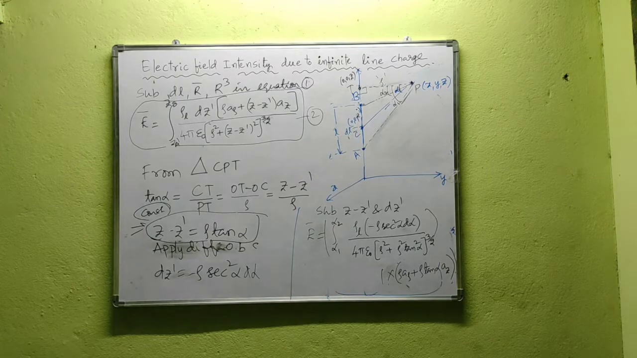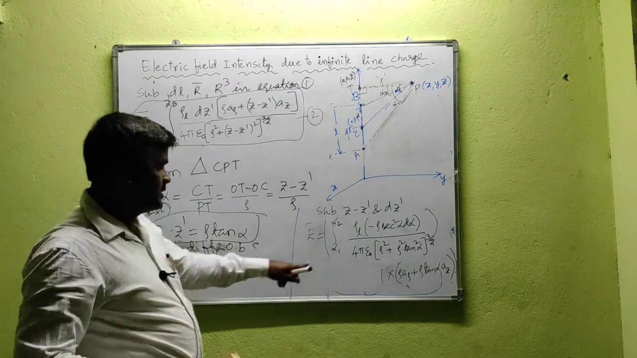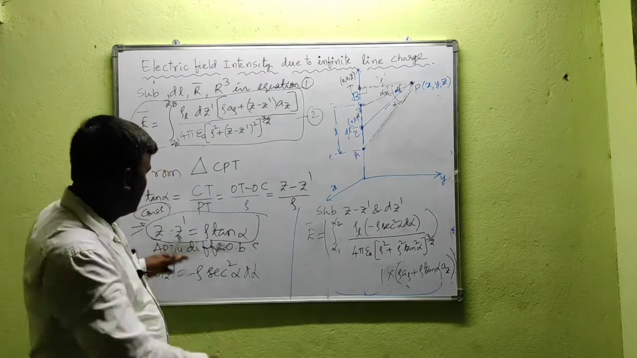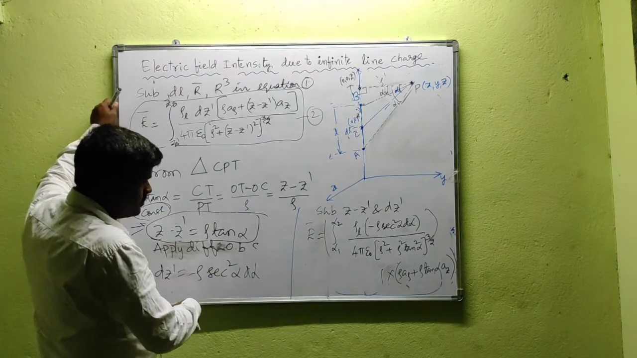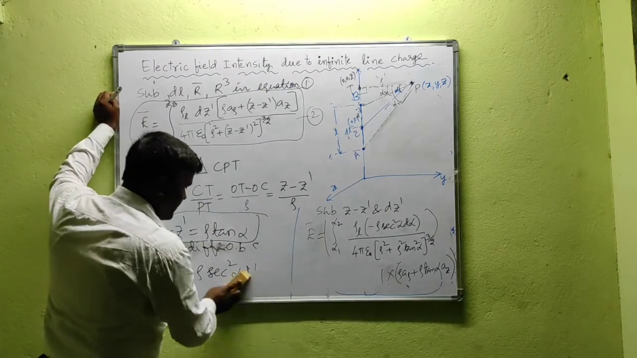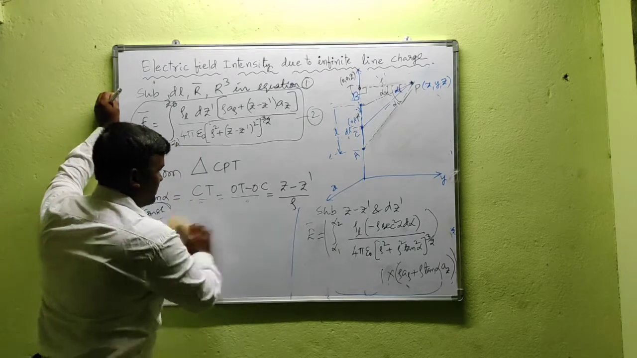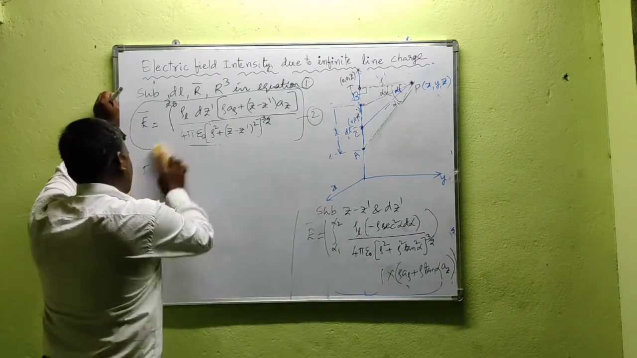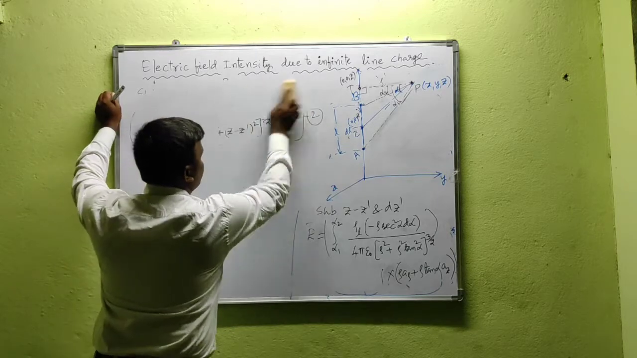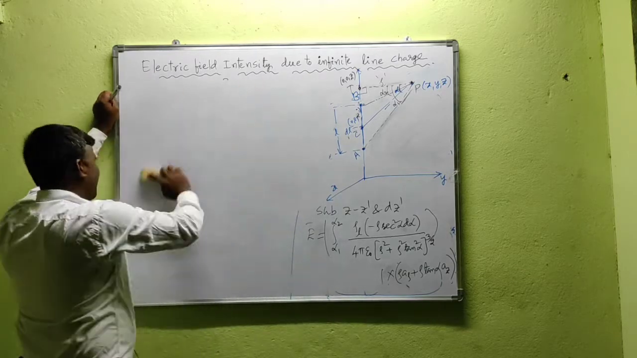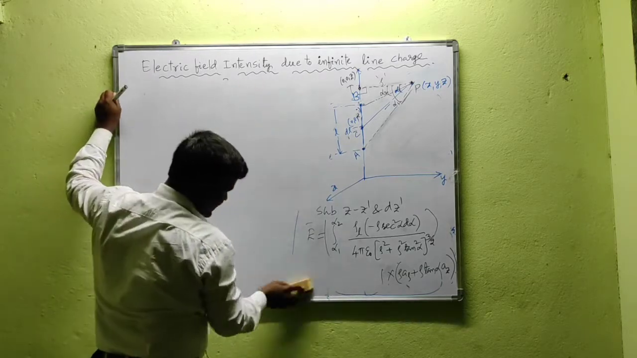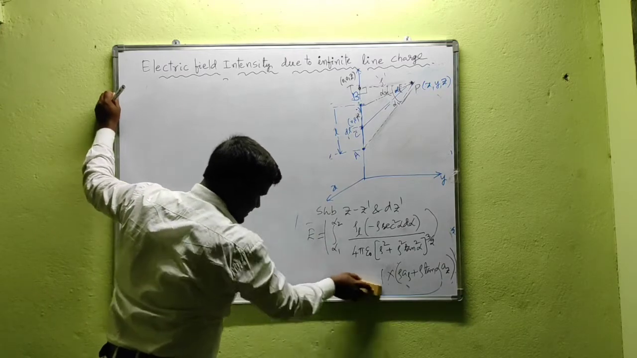Now write this E bar here. We need to simplify that E bar. First write that E bar. It is a lengthy derivation. Of course, it is useful for your engineering services examination.